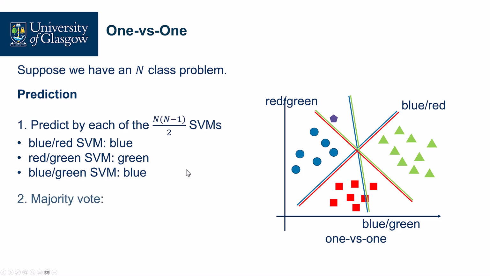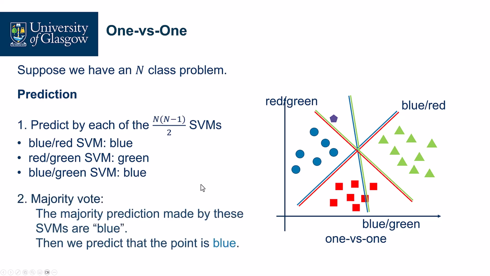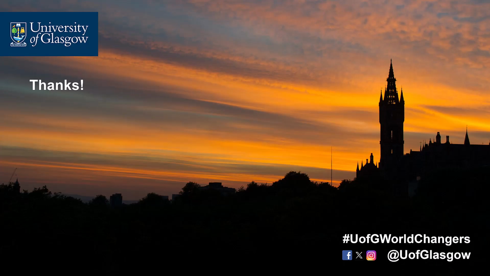Then we use a majority vote rule, right? Among the three, 2 of them predicted blue. Then the result is blue, right? So with 1 versus 1 plus majority vote, we can also do multi-class classification using SVM. No matter whether it is one versus rest or 1 versus 1, for each SVM we can use a previously learned method, hard margin, soft margin, or nonlinear, right? So now we have solved all of the classification problems using SVM.